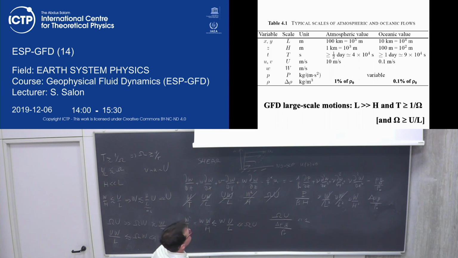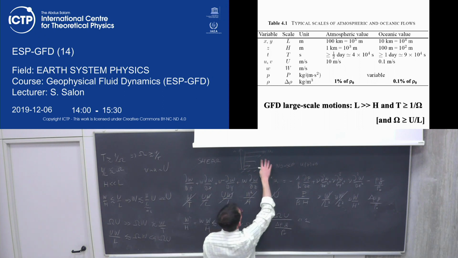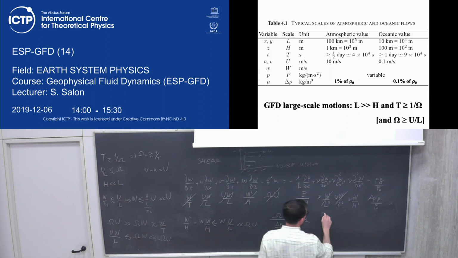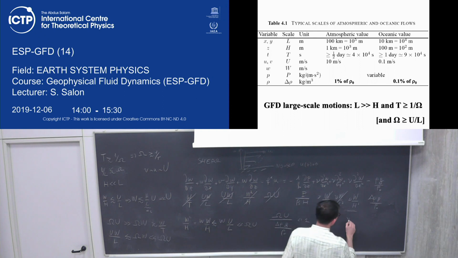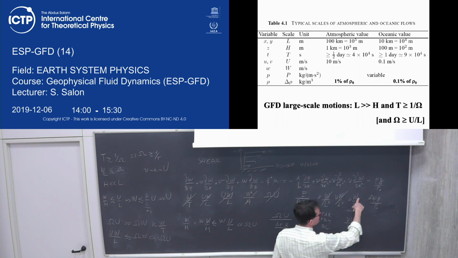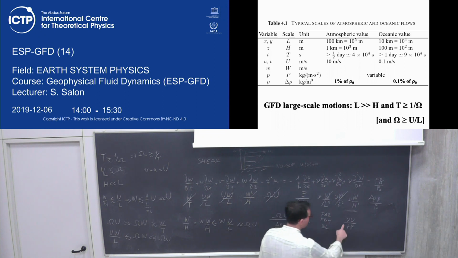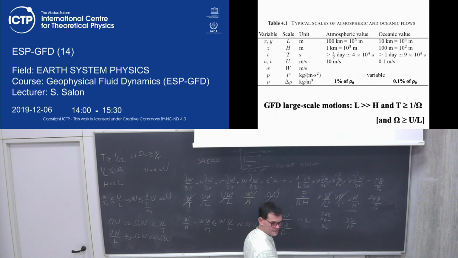So if we are far from the boundary layer, this effect here is expressed by this term here. And in particular by the term that we said before. So not the one related to W, but the one related to U.